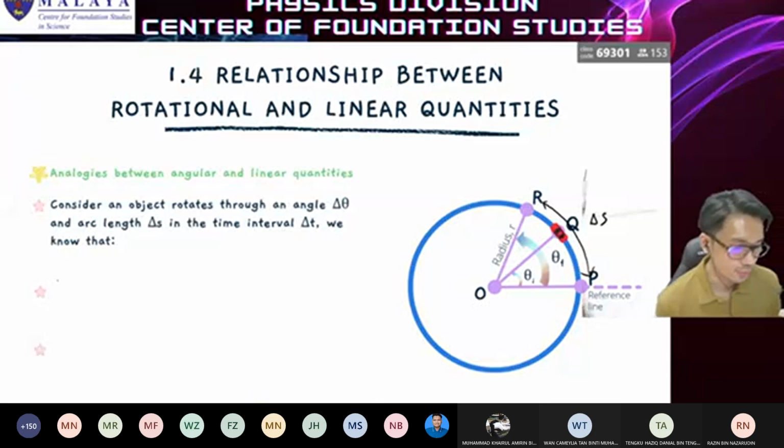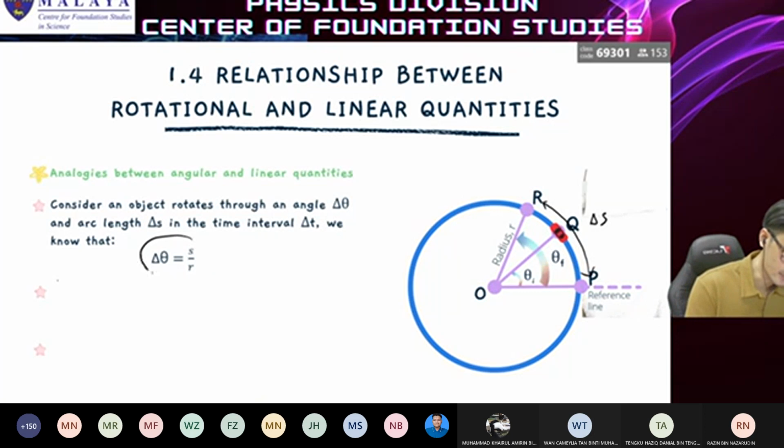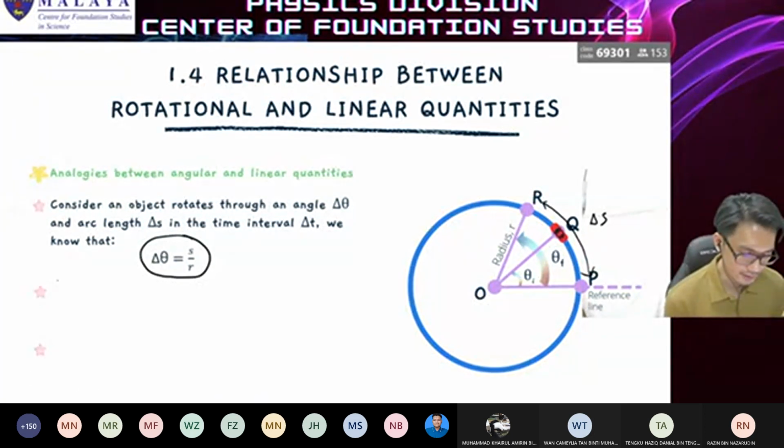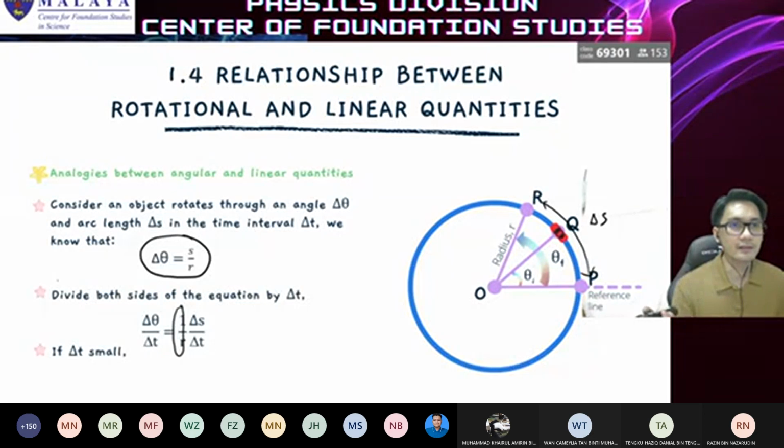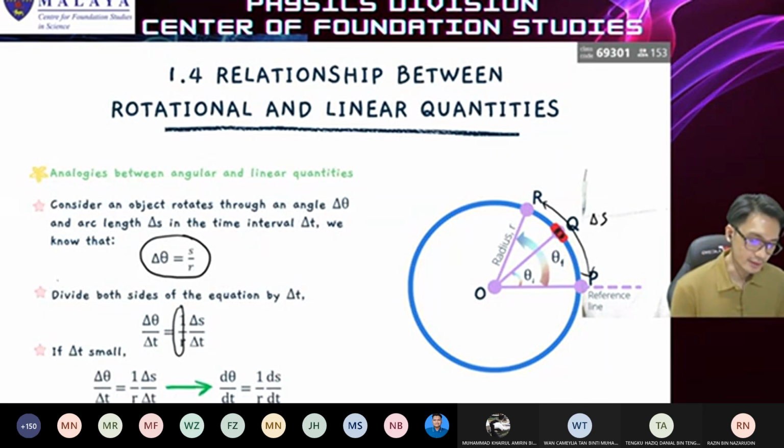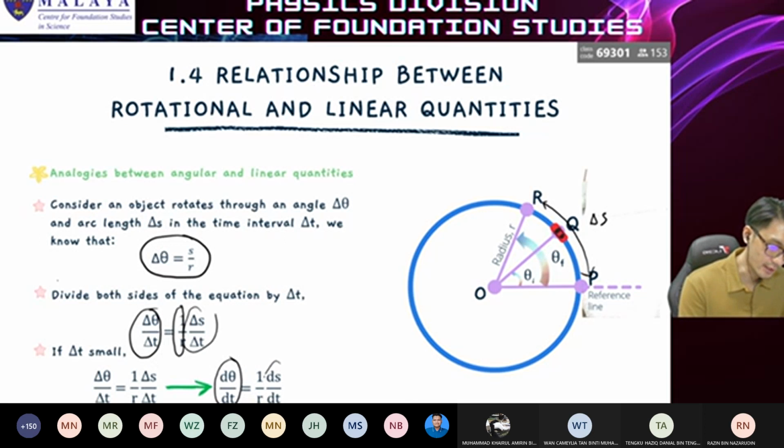We know that delta theta is equal to s over r, from what we already know, which relates delta theta with s over r. Then divide both sides of the equation by delta t, and we get delta theta over delta t is equal to 1 over r times delta s over delta t. If delta theta is small, we use differentiation. So delta theta over delta t becomes d theta over dt, and the other part becomes ds over dt.